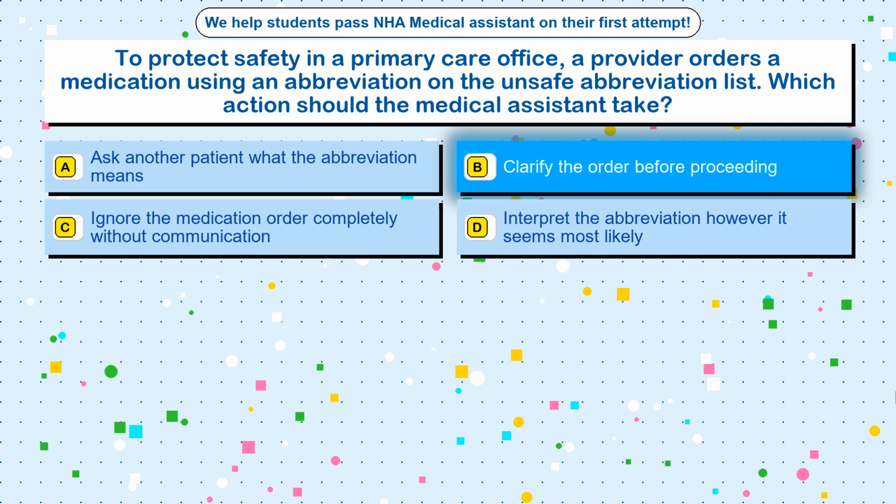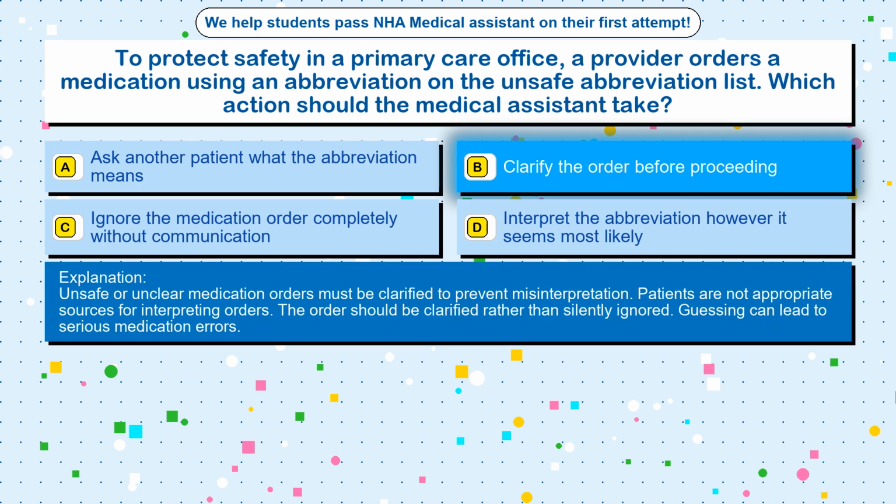The correct answer is option B, clarify the order before proceeding. Unsafe or unclear medication orders must be clarified to prevent misinterpretation. Patients are not appropriate sources for interpreting orders. The order should be clarified rather than silently ignored. Guessing can lead to serious medication errors.